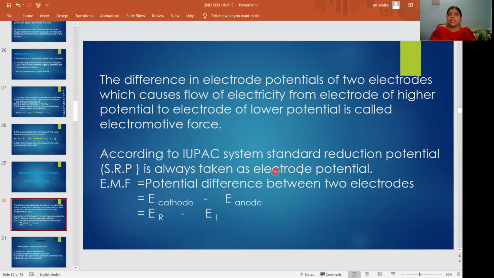According to IUPAC, SRP values are taken as electrode potentials while calculating the cell potential. The potential difference between two electrodes, EMF, is given by the electrode potential of cathode minus the electrode potential of anode. That means we are considering SRP, standard reduction potential. Always cathode on the right hand side, always anode on the left hand side. That's why E right minus E left: the electrode potential of the right hand side electrode minus the electrode potential of the left hand side electrode.